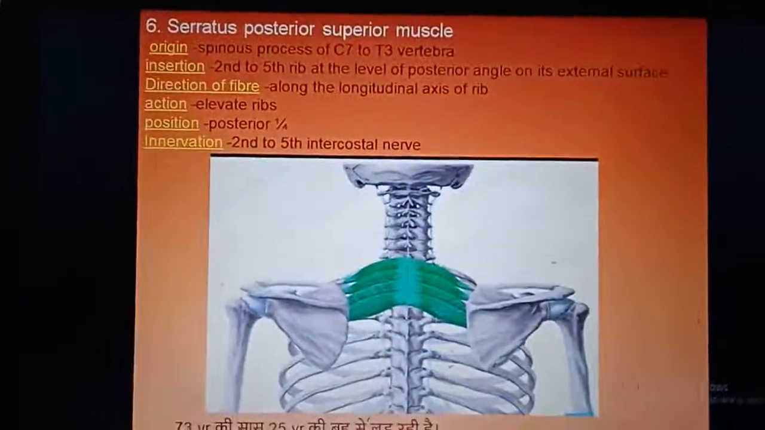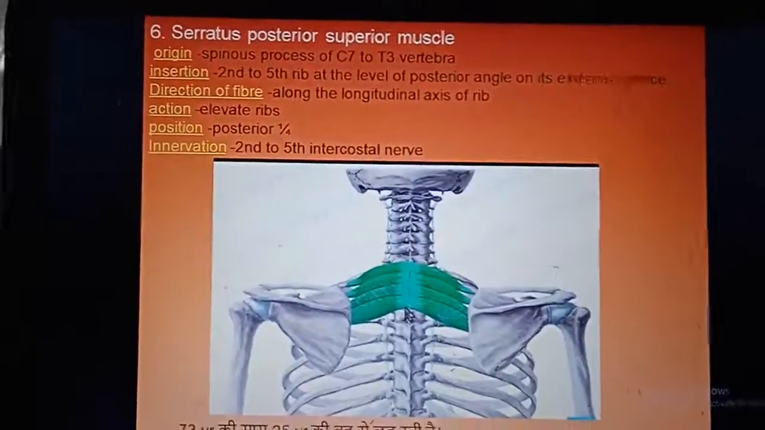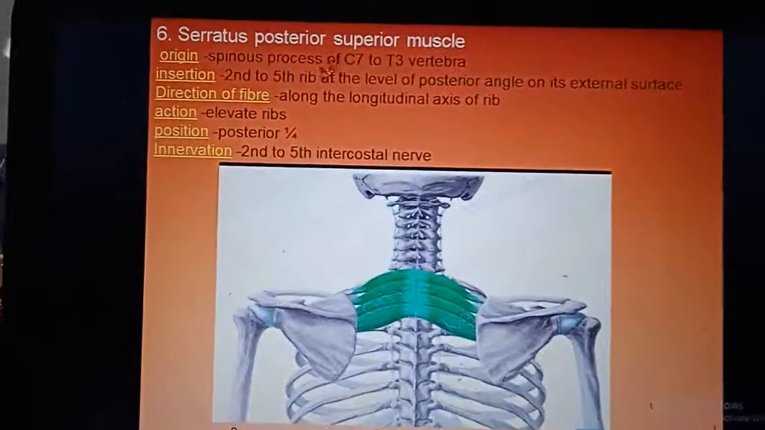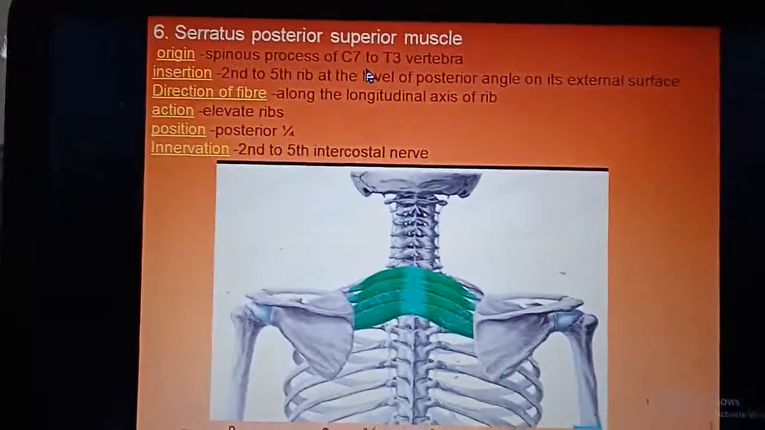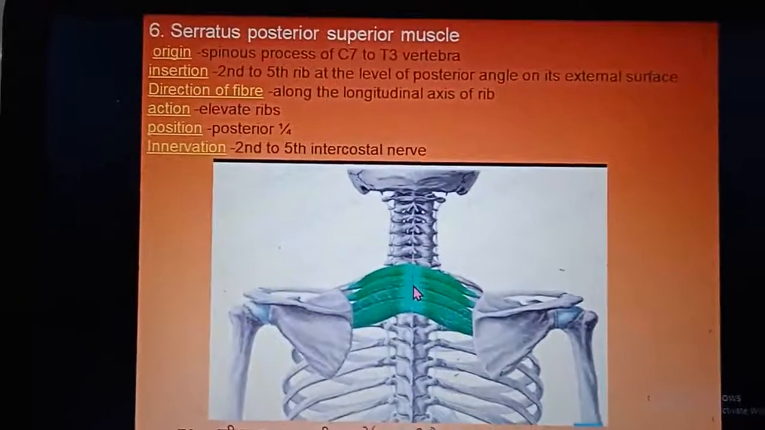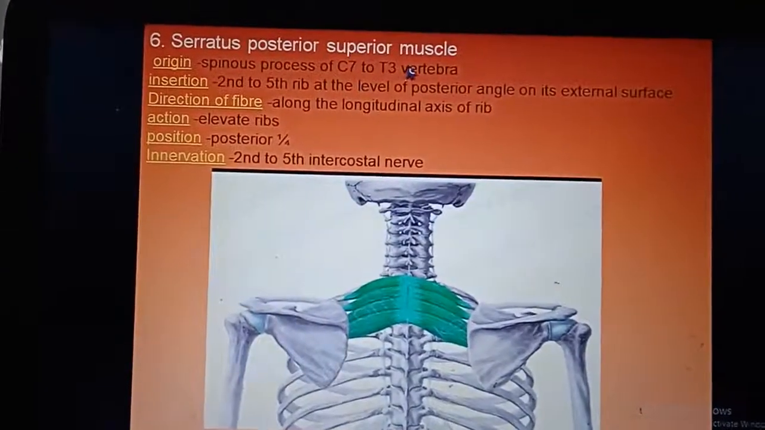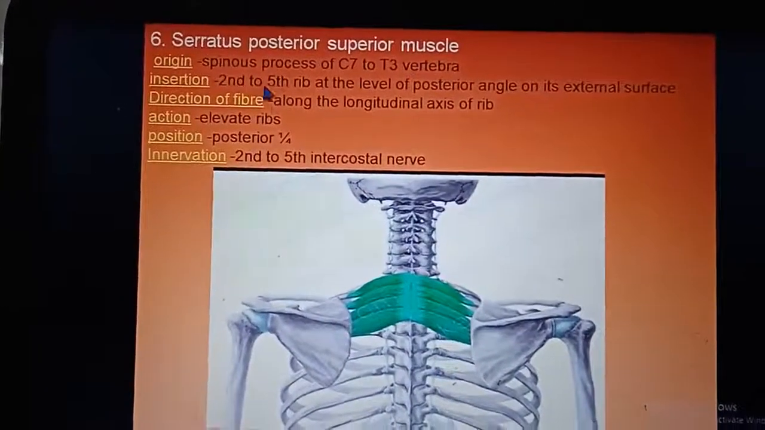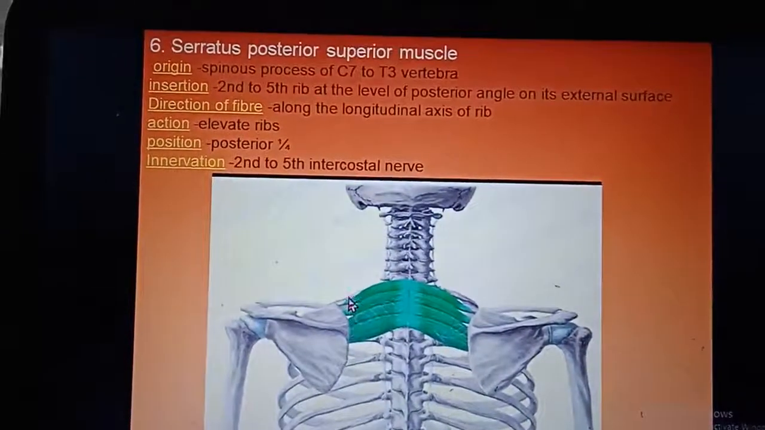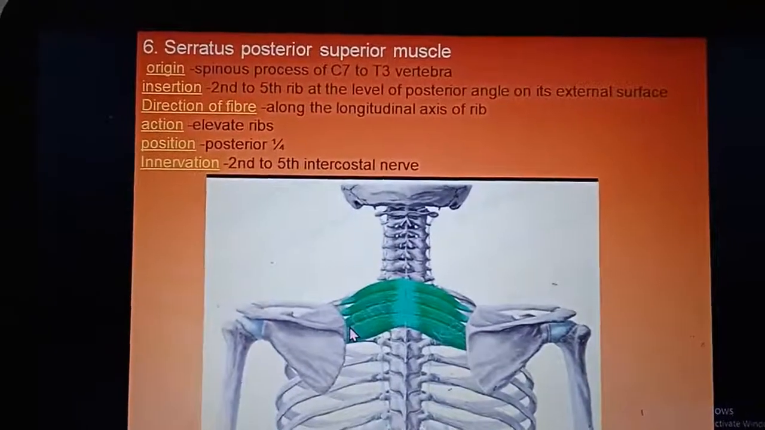Coming to serratus posterior superior muscle, it is on the back side and on the external aspect. Origin from the spinous process of C7. Here is the C7 spinous process and going up to T3 spinous process. 7 and 3. And inserting over the second to fifth rib at the level of the posterior angle on its external surface.